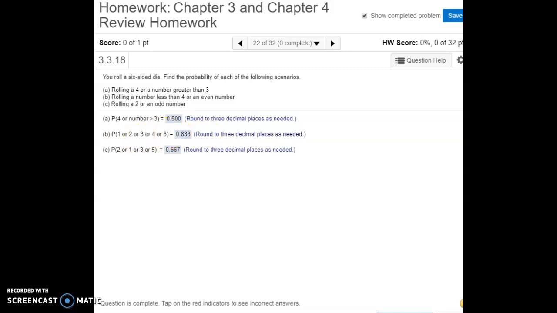5/6 is our probability. Part C is rolling a 2 or an odd number. And they just have the 2 and the odd numbers written out. So it's 4 out of 6 or 2/3. And then this is it as a decimal.